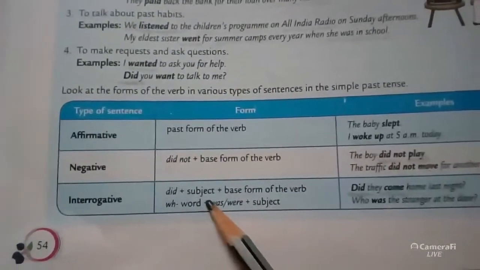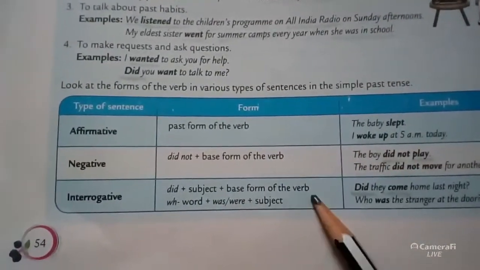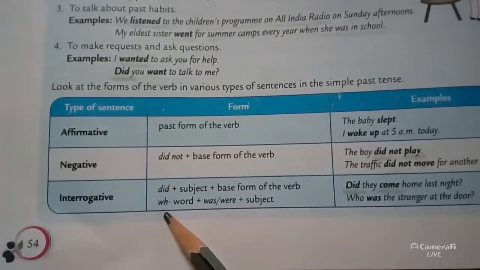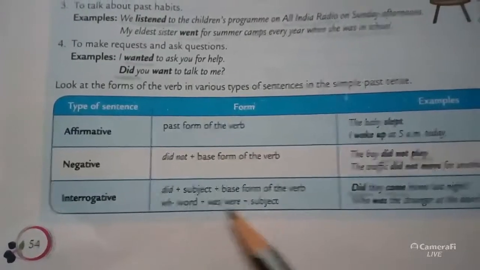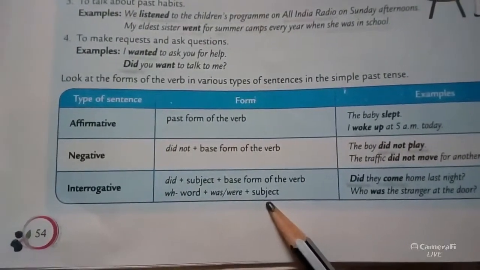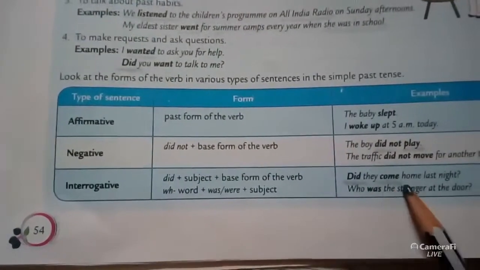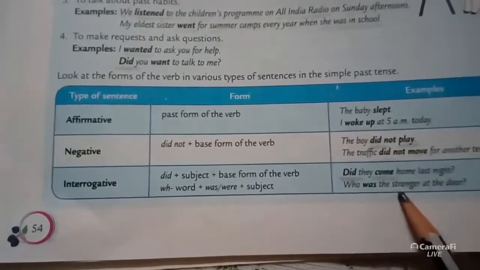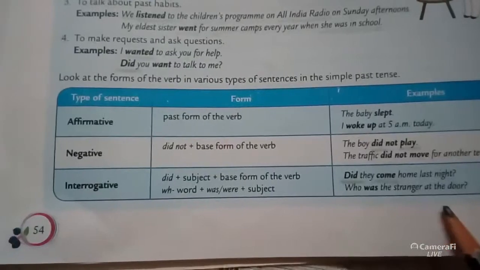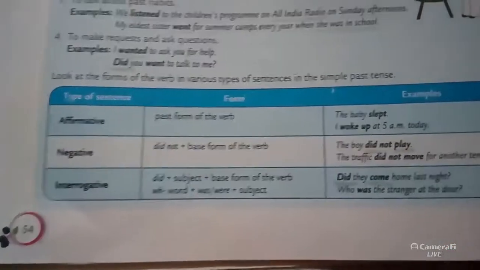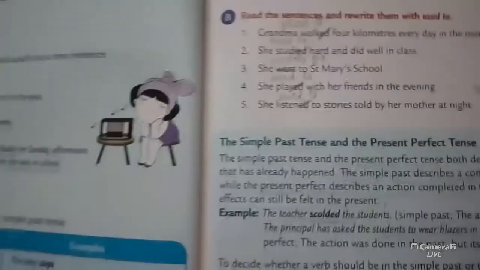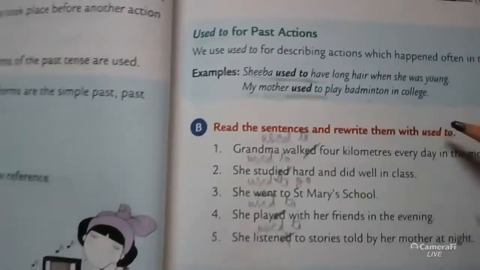Interrogative: did, subject, base form of the verb, and if WH words, and was, where, and subject. Did they come home last night? Who was the stranger at the door? Now example you have done.